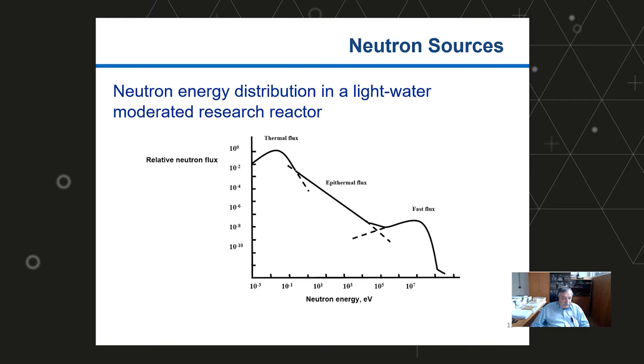This is a typical spectrum of neutrons in a research reactor. So we have thermal flux, then we have epithermal flux and the fast flux. Here is relative neutron flux versus neutron energy. The highest is usually the thermal flux.